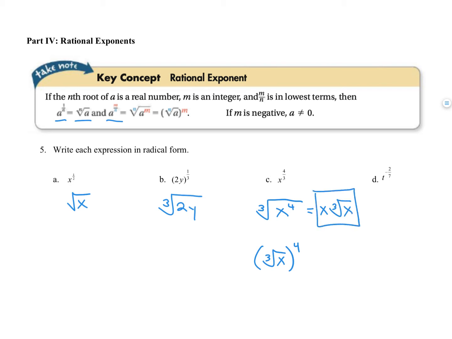And if we have a negative exponent, if you remember your properties of exponents, that's the same as 1 over t to the positive 2/7. You can move it down to the denominator and rewrite it with a positive exponent. And then I'm going to rewrite that in radical form, which will be 1 over the 7th root of t squared.